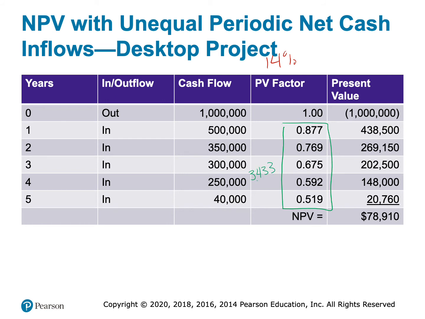3.433. So that's how, when the cash flows are the same every year, you can just multiply the cash flow by the sum of all of the present value factors. That's the distributive property that we learned in algebra and geometry. Now, since our cash flows are all different in this example, we can't do it that way. It only works if the cash flows are the same every year.